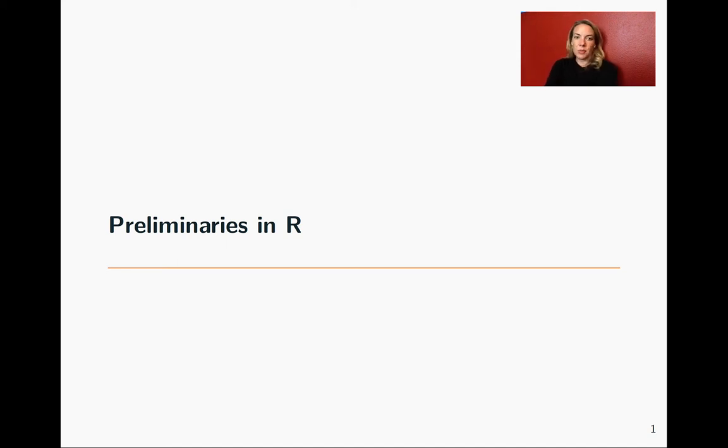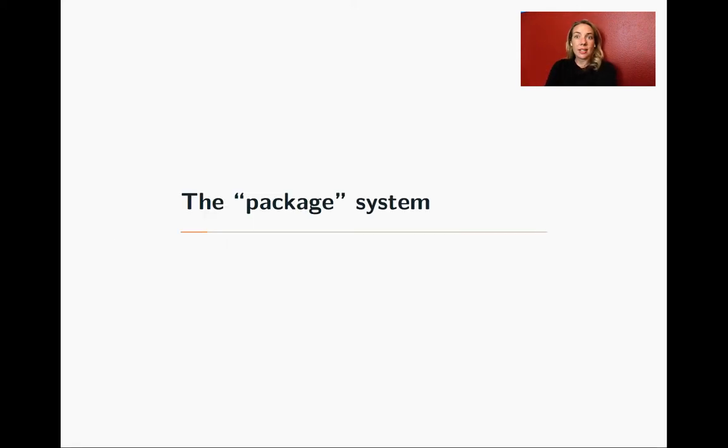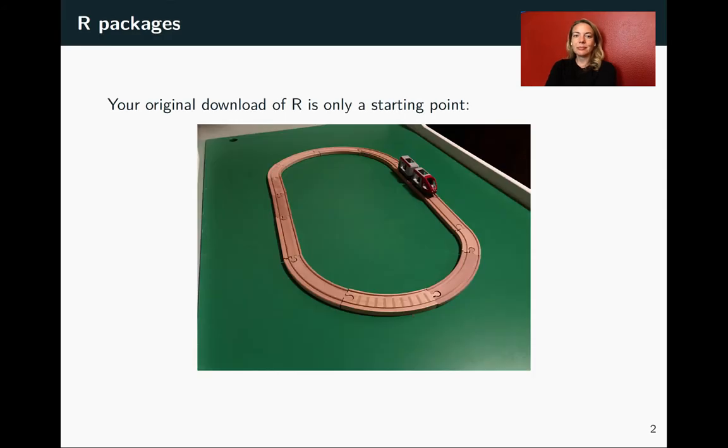Continuing on with preliminaries in R, next we're going to talk about this idea of a package system. I like to think of this kind of like a toy train that you might have had and played with as a child. If you get the base set, you just get something really simple. It's just an oval that goes around.